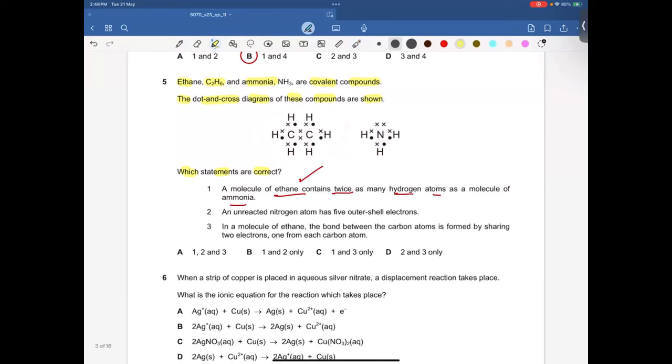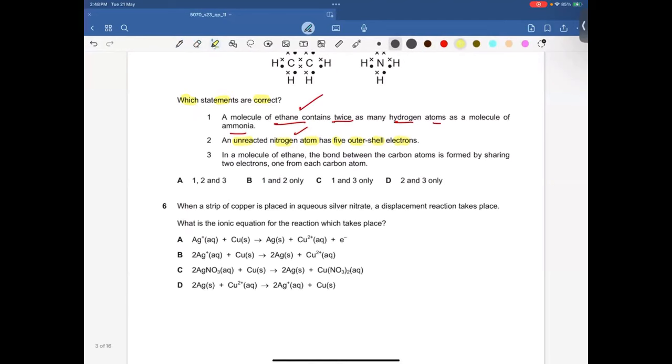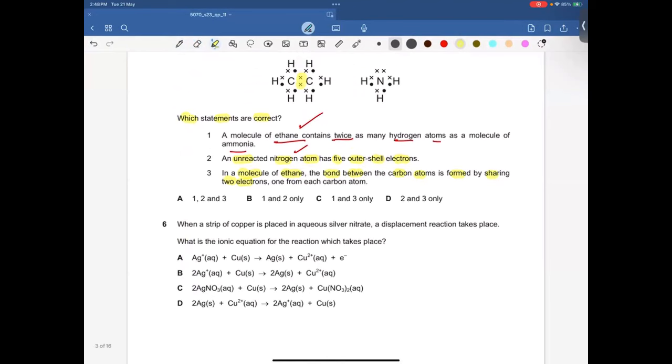Whereas the next statement is an unreacted nitrogen atom has 5 outer shell electrons. That's absolutely correct, because nitrogen belongs to group 5, and so it has 5 valence electrons. So it's also right. Now the third statement is, in a molecule of ethane, the bond between the carbon atoms is formed by sharing 2 electrons. That's absolutely correct. These 2 electrons are involved in the formation of a covalent bond. So 1 electron from this carbon and 1 electron from this carbon is involved in the sharing. So this statement is also right. So all of them are correct, which means A is going to be the right answer. Okay.